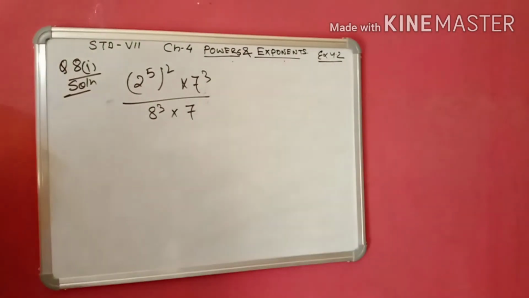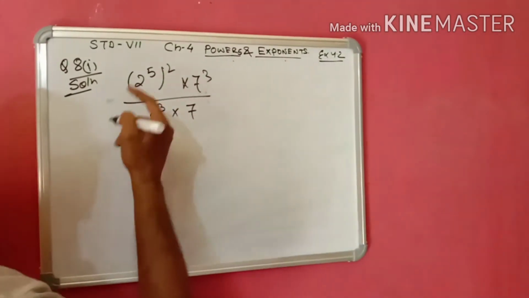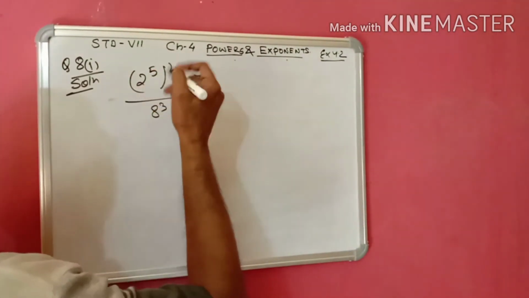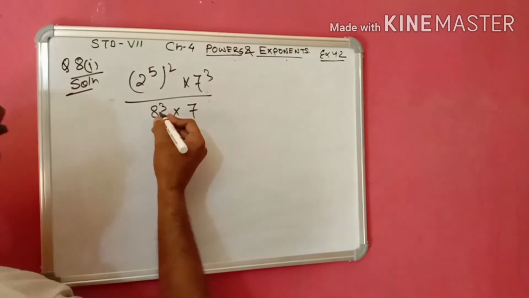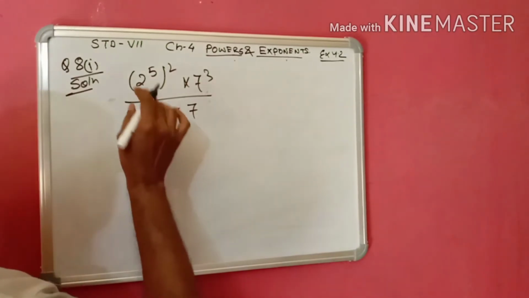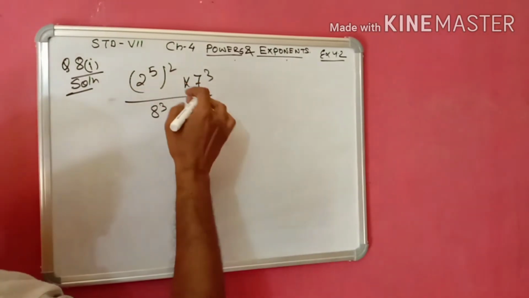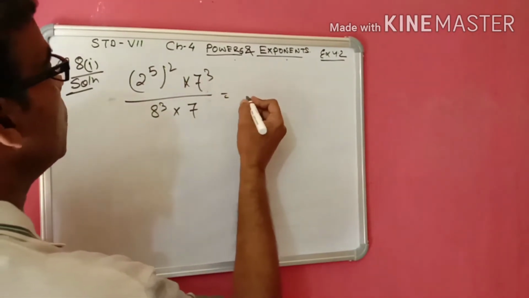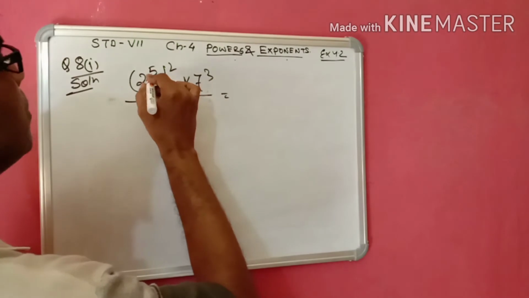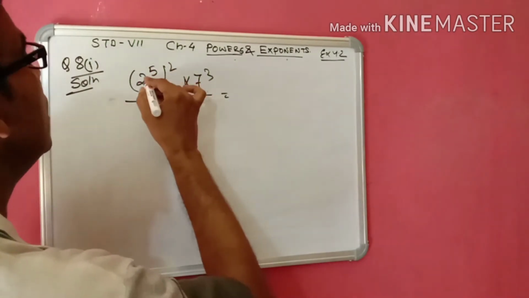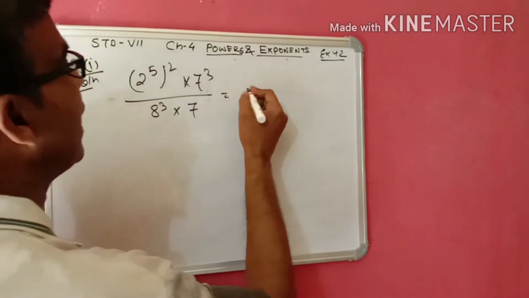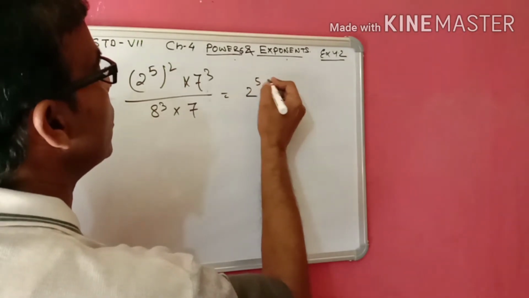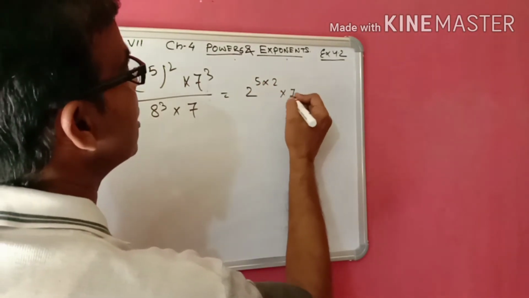Question number 8 first. It is given, simplify: 2 to the power 5, 5 to the power 2, 7 to the power 3, 8 to the power 3 into 7. See here, 8 is a different number. This is okay. So I have to change this 8 into the form of 2. So 2 to the power 5 to the power 2 means 2 to the power m to the power n, I can write m into n, 5 into 2, and this is as usual. Let it be same only.